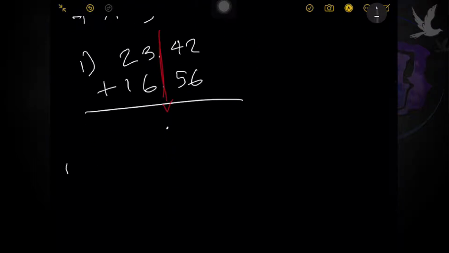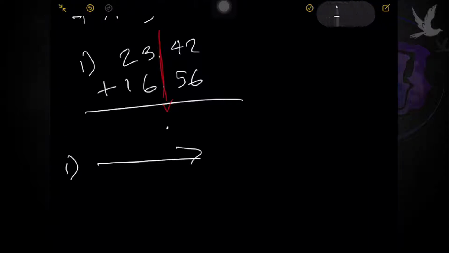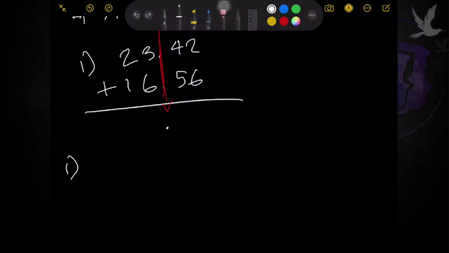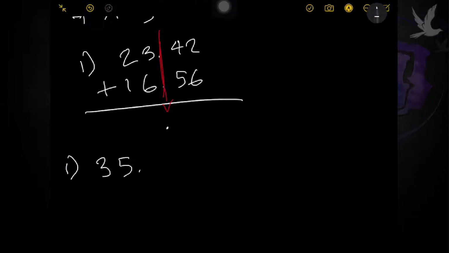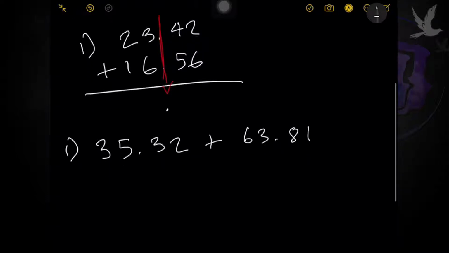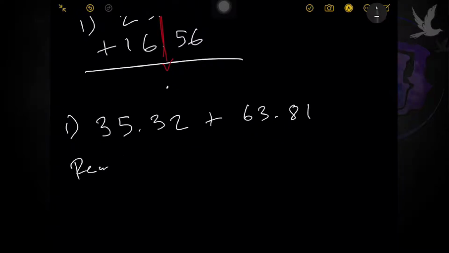So what am I trying to tell you? If I'm going to give you examples, I'm going to write them horizontally, not vertically like the given example above. What do you mean, Teacher Mark? Okay. So, for example, we have 35.32 plus 63.81. In this case, you are going to rewrite these given numbers in a way that you can add or subtract them.